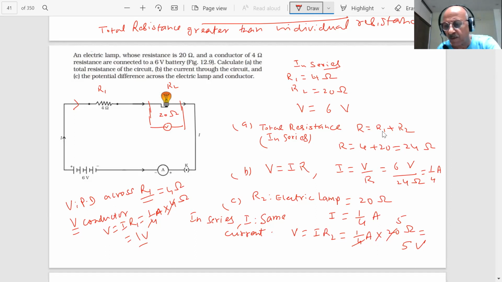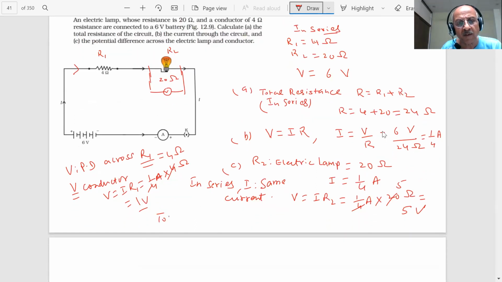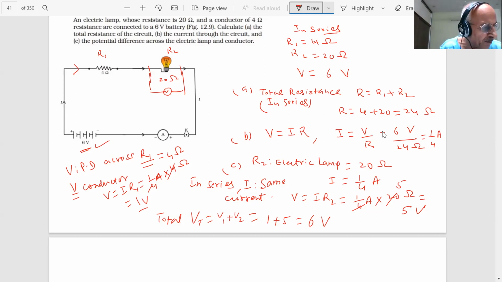And the total voltage VT is V1 plus V2. Is it coming the same? 1 plus 5 is 6. Is it a 6 volt battery? Can you see that? Yes, sir. So the potential difference is split up. It depends on the resistance. With the resistance, V changes, students. But in series, the current remains the same.